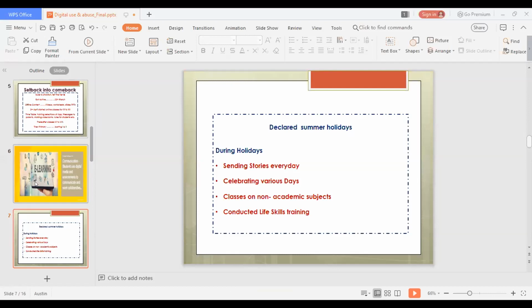In the meantime, because it was a little challenging and there were all uncertainties, we declared our summer holidays. And during these holidays, we made use of the time that was given to us. Once again, we were on the move, and I personally started sending stories to my children to take care of them, especially their mental well-being. We celebrated various days like Mother's Day, Father's Day, Earth Day, Environment Day.